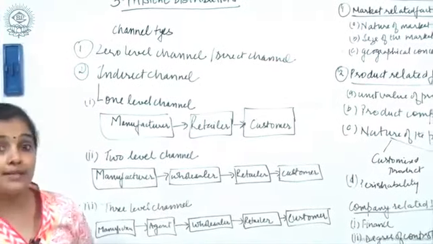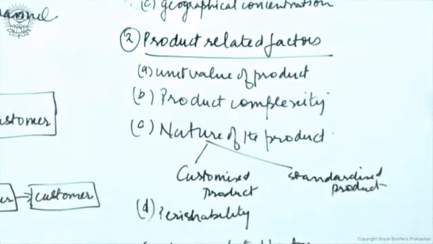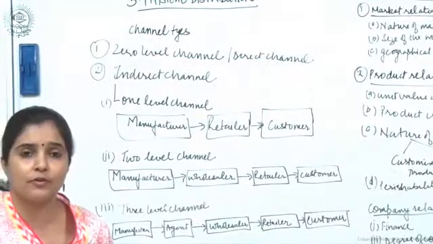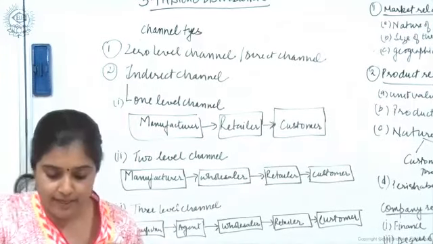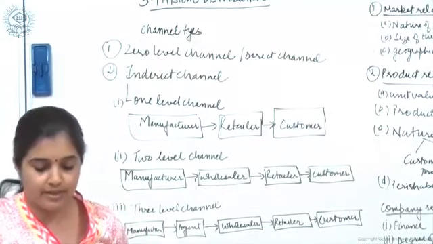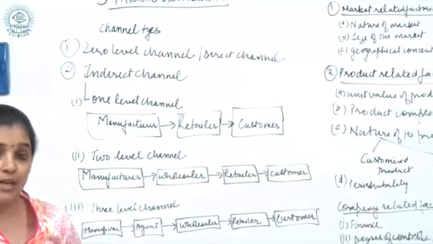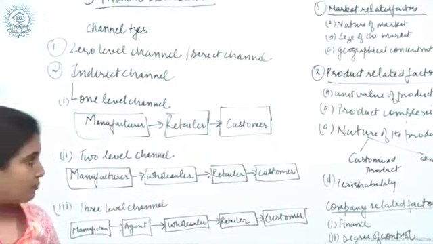Then product complexity. If the product is too complex, and a lot of explanation and giving of instructions is required to the final customer for using the product, in that case direct selling is preferred, right? Technically complex products require expert advice and guidance at the time of sale, so therefore direct channels are preferred.